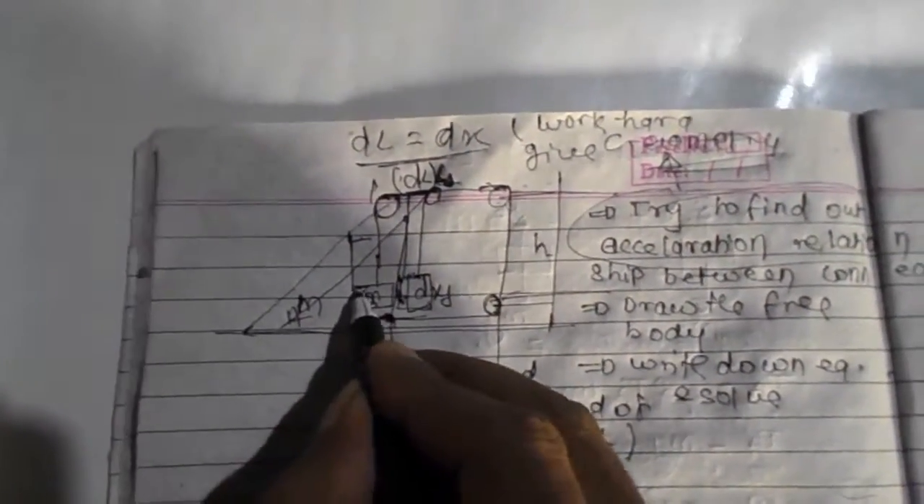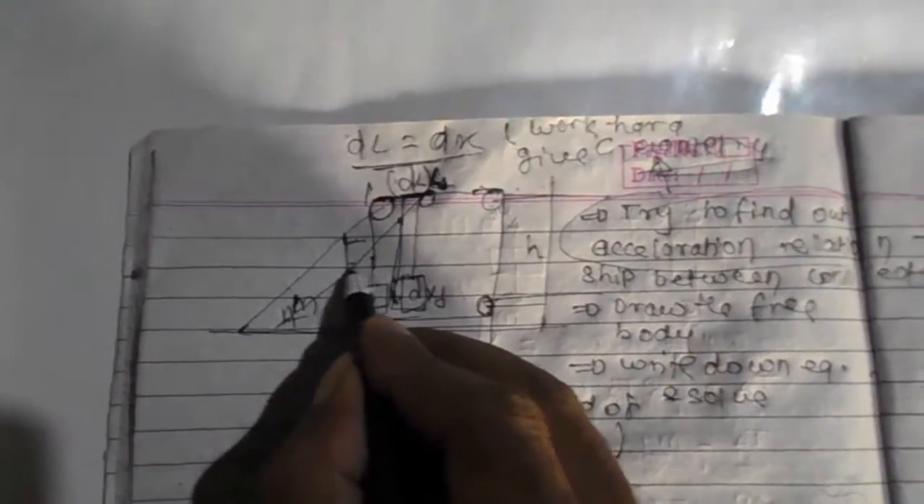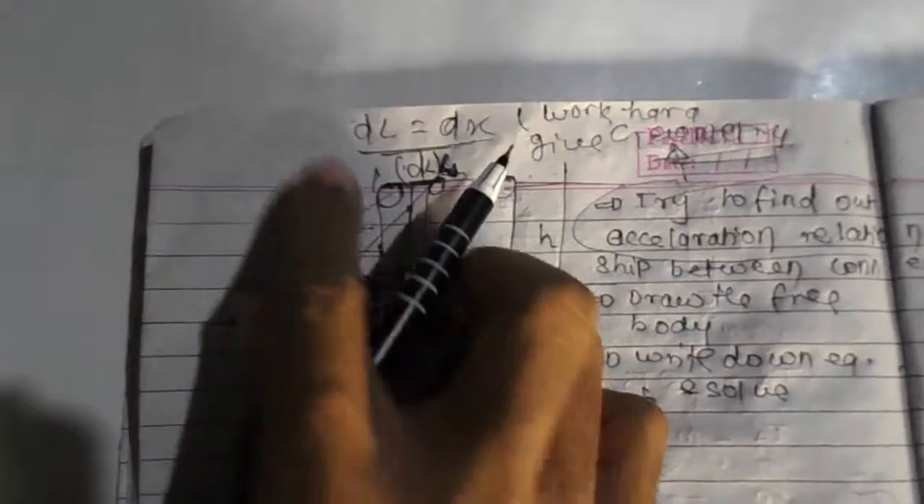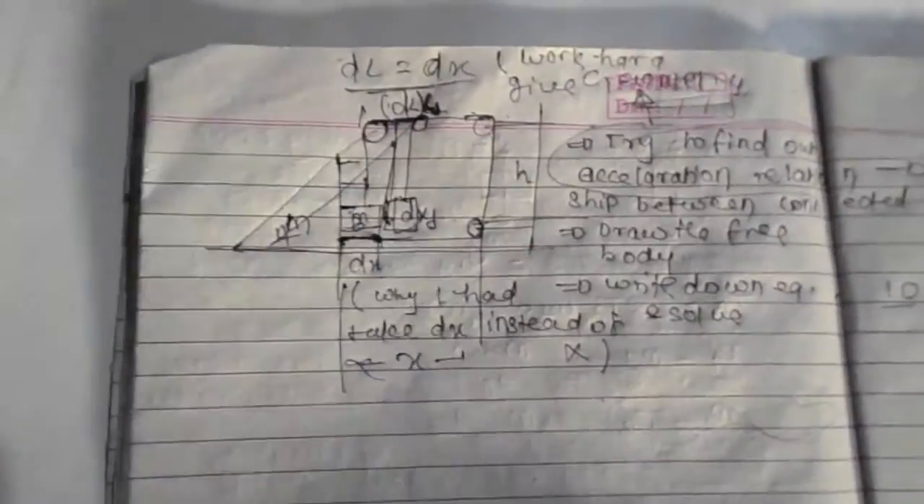Who is going to help you? The thinking that if this point will move by amount dx, then this will also move by dx, this will also move by dx, so this will also move dx. So dl is equal to dx. At first look, it may be slightly difficult for you, but you should work on it. So this is dx.